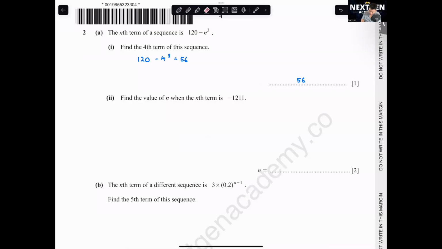So here, we have 120 minus n cubed equals minus 1211. Minus n cubed is equal to minus 1331. n cubed is positive 1331. Then we will cube root it. n is equal to 11.